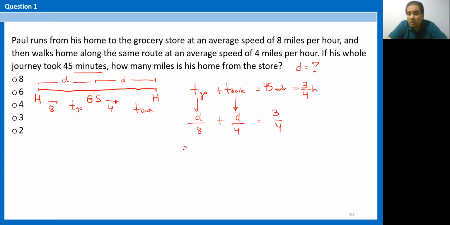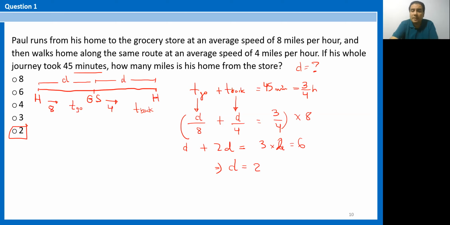So now what we can do is just factor, right? Or multiply everything by 8. So it will have d plus 2d equals 3 times 2. And that would be 6. So from this, we know that the distance is actually 2. Okay? And that would be the answer.